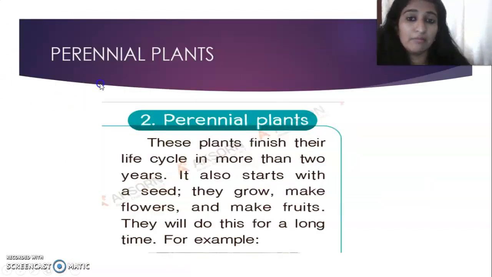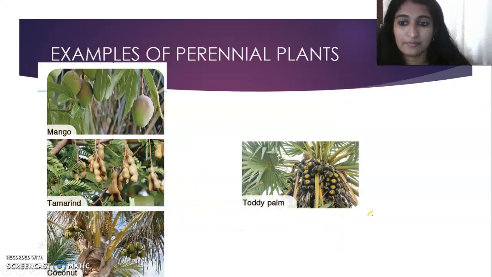Next is perennial plants. Annual plants means 1 year. Perennial plants means more than 2 years. They finish their life cycle in more than 2 years. They also start with seeds. They grow, they make flowers, and they make fruits, and they die after more than 2 years. Let's see the examples.